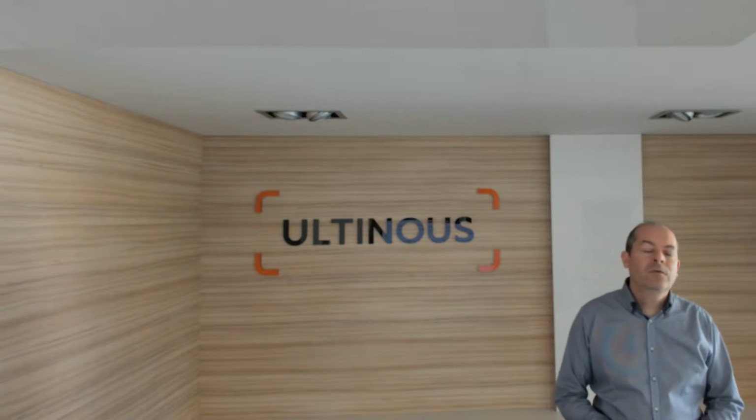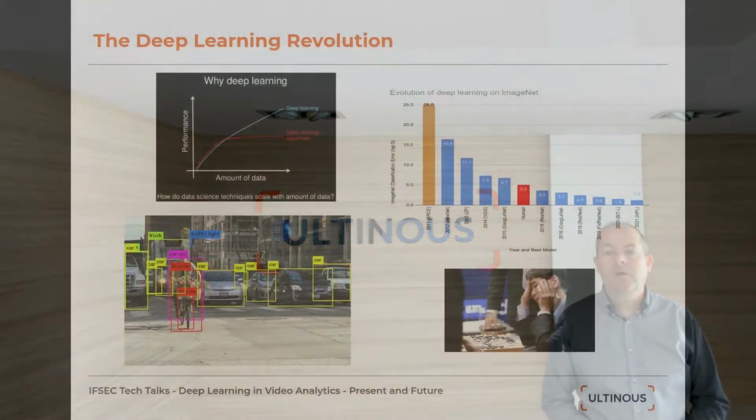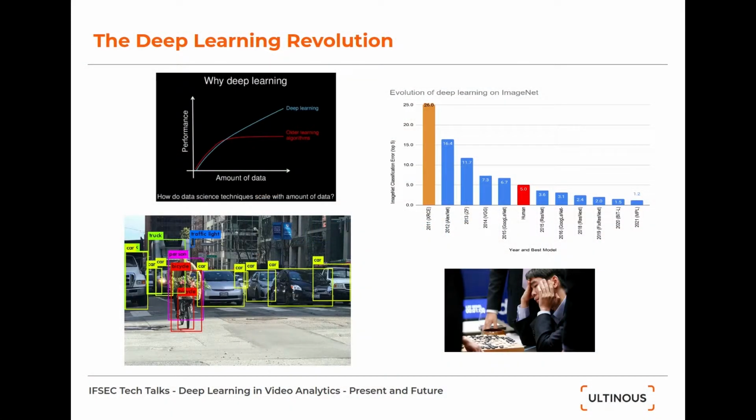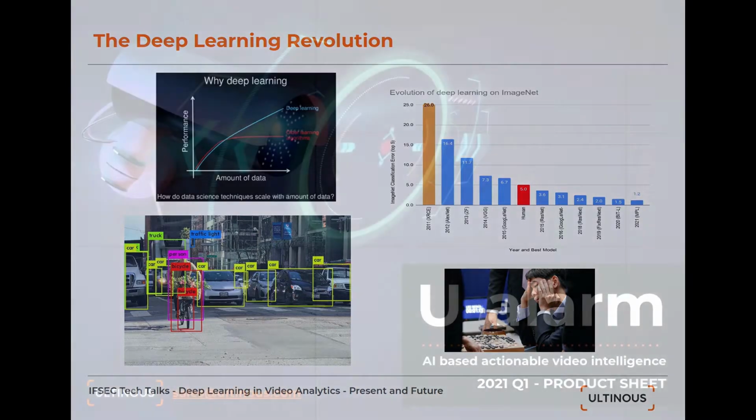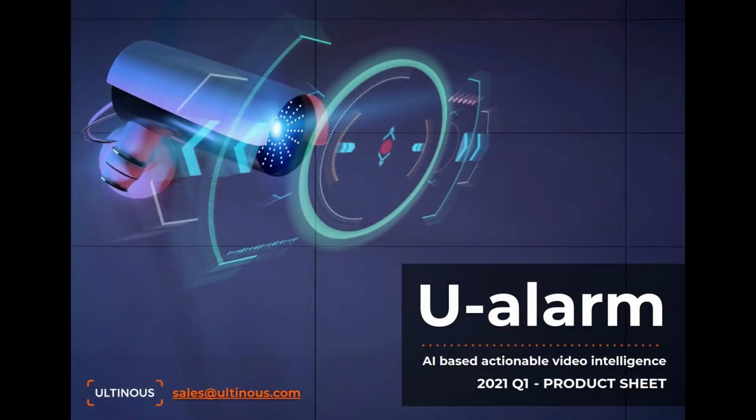But how is it used in video analytics? These models can detect persons, vehicles, objects, as you can see on the image. For example, deep learning is already much better than humans in face recognition. At the end of my presentation, I will show how it can be used to free text search videos with excellent results. Let's take a look at our latest product, UAlarm.